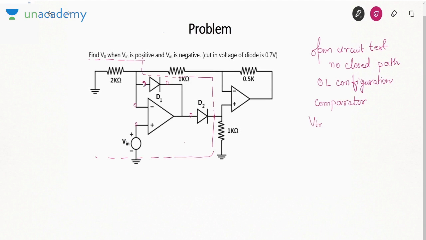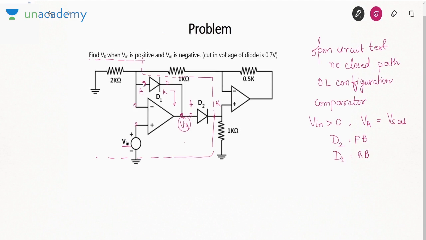If Vin is greater than 0, in that case the positive terminal voltage is greater than 0, or you will say VA is Vsat. If VA is Vsat, D2 will become forward bias. Why is it becoming forward bias? Because anode is connected to positive voltage. But for D1 the cathode is connected to positive voltage, so D1 is reverse bias.